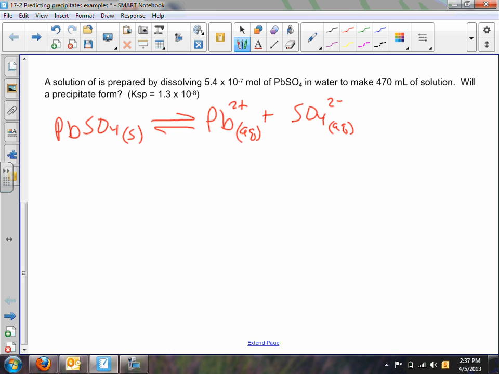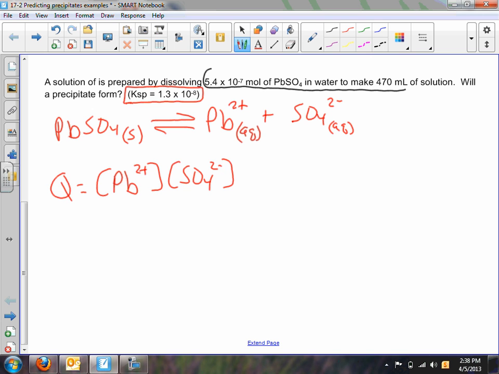I want to find out whether or not a precipitate will form. So what I need to do is find Q and compare it to this KSP. So my Q expression is simply concentration of Pb2+ times the concentration of SO4 2-. Again, concentrations are molarity. So what I really want to do is find the molarity of the substances. What I'm given is moles of lead sulfate and milliliters of water. Well, to find the molarity, this was nice.